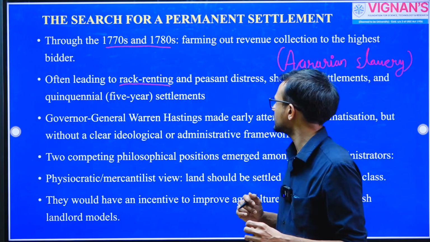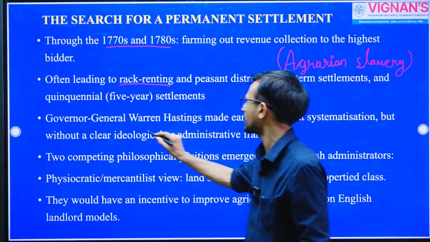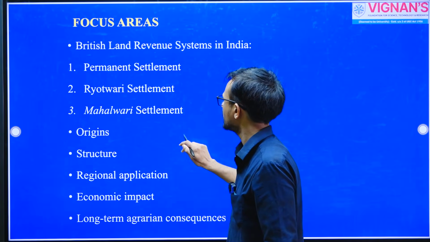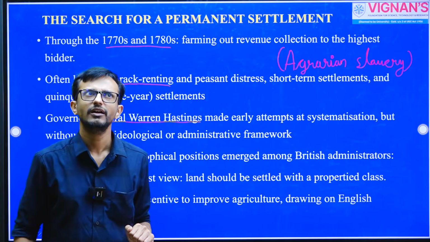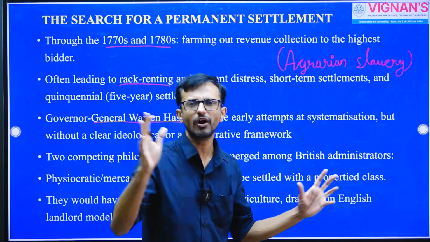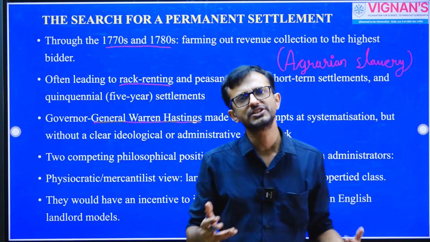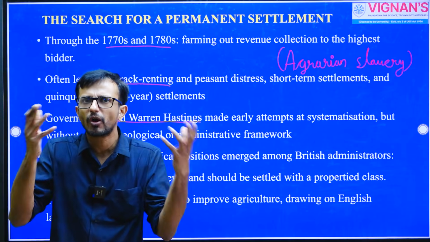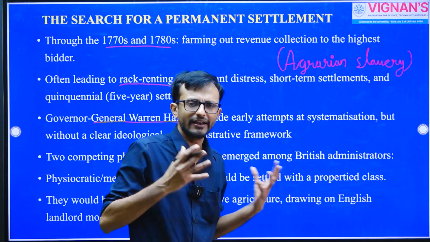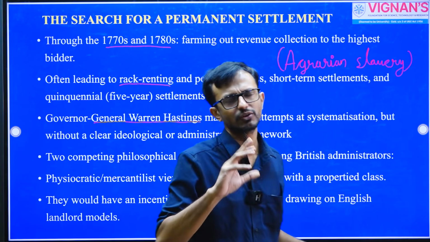We see that it is because of Governor General Warren Hastings, a very exploitative colonial Governor General. He didn't have a clear vision of how to improve the conditions of the peasants. In fact, he started a very exploitative form of land revenue system where the land is being given to the highest bidder.